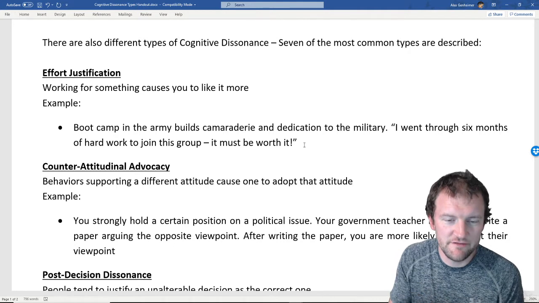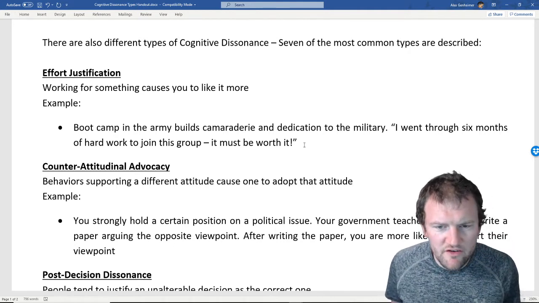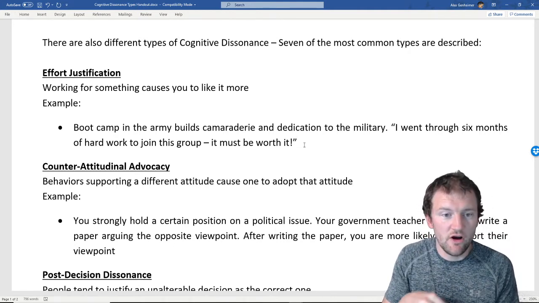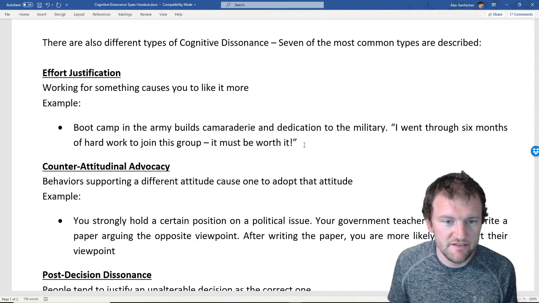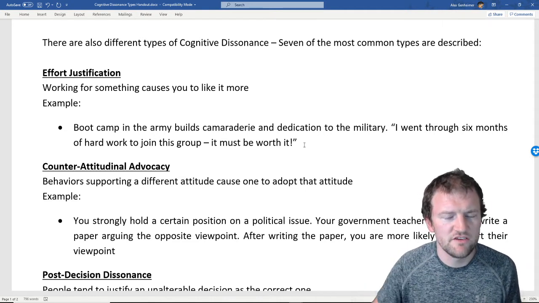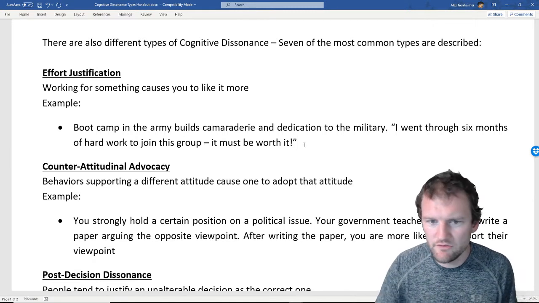But you can change how you feel about it. So you kind of change it to like, yeah, the army is great. It's fantastic. I'm so glad I did it. That you can change, and your mind does this without you even knowing it.